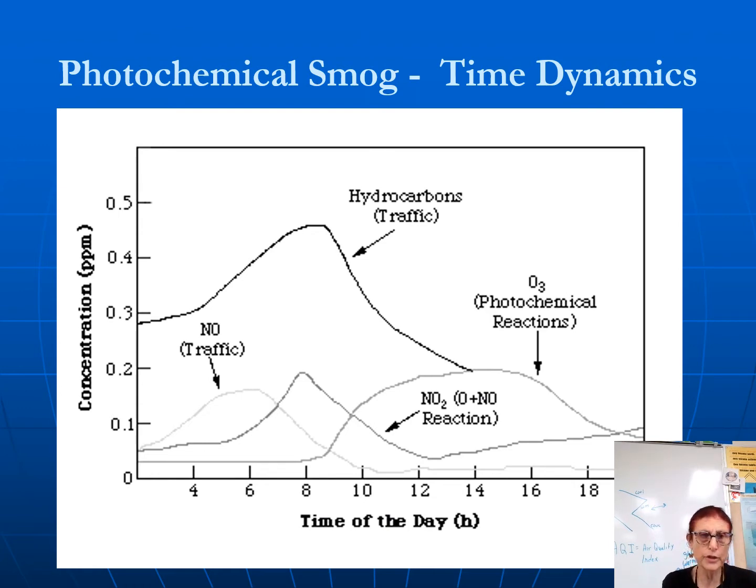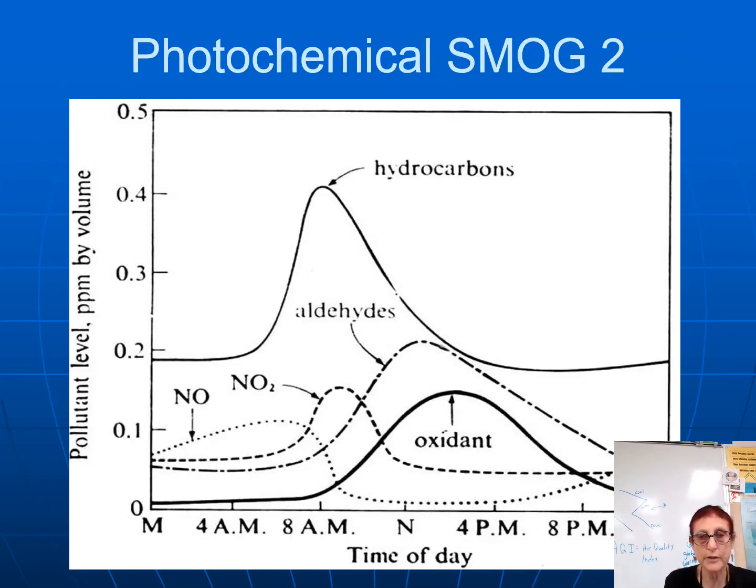And so you have two different graphs that look at the time dynamics for the formation of photochemical smog. And what you can see in that time dynamic is that NO very quickly with that morning traffic gets converted to NO2. And then as you move forward in the afternoon, you get the formation of ozone, or if you look at the secondary graphic, you get ozone, you get aldehydes being formed, you get PAN being formed also in that mix of oxidants that are there. And then you notice things go down at night.